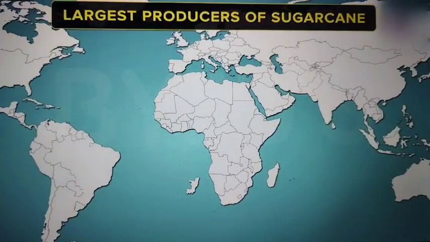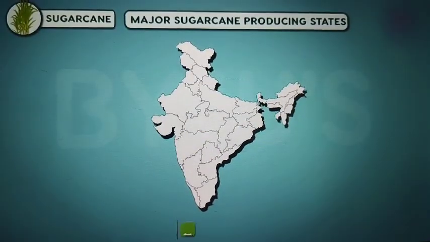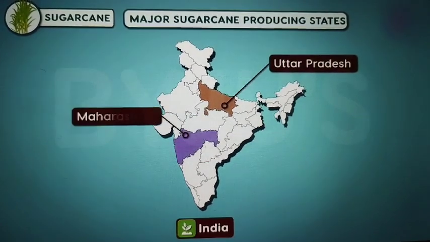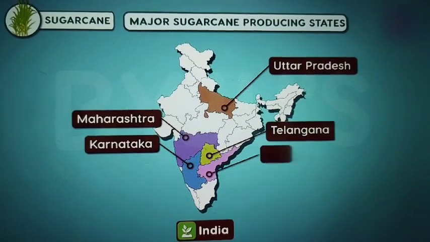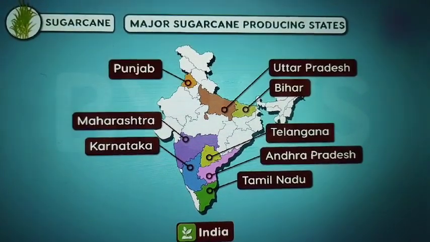The largest producer of sugarcane in the world is Brazil, followed by India. The major sugarcane producing states in India are Uttar Pradesh, Maharashtra, Karnataka, Telangana, Andhra Pradesh, Tamil Nadu, Bihar, Punjab, and Haryana. Now, let's learn about another set of food crops.